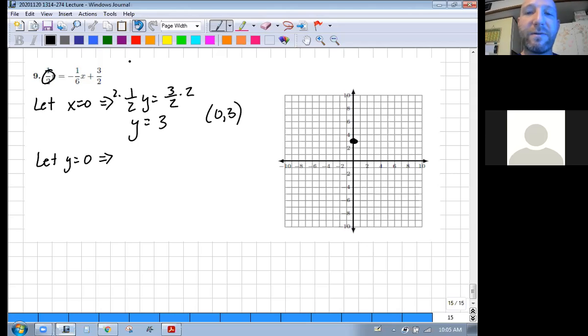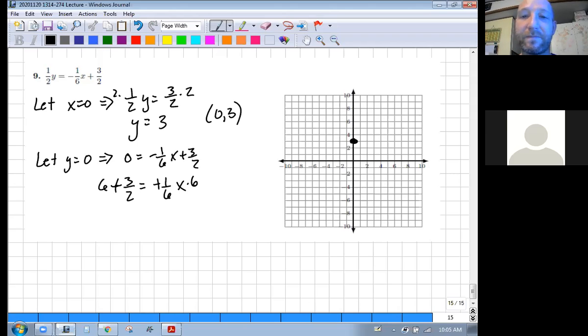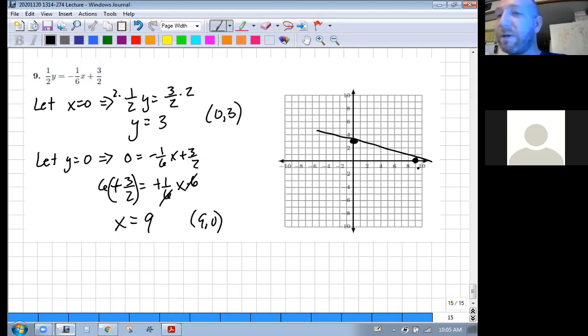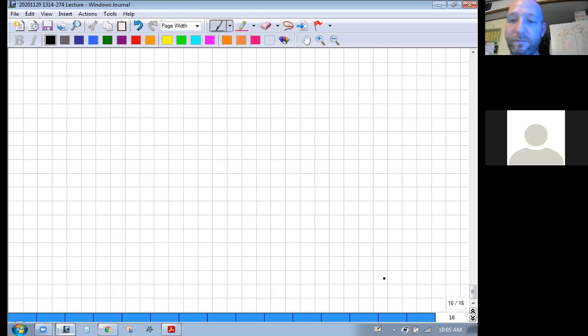The other easiest one to find is when you let y be 0. There's 0 in here, right? We have 0 equals negative 1/6 x plus 3/2. So that tells us negative 3/2 is negative 1/6 x. Minuses can go away. Multiply both sides by 6. So the 6's go away, and we have x is 18 over 2 would be 9. So 9, 0. Right there. You got 2 points. We know what the line looks like. Easy peasy.